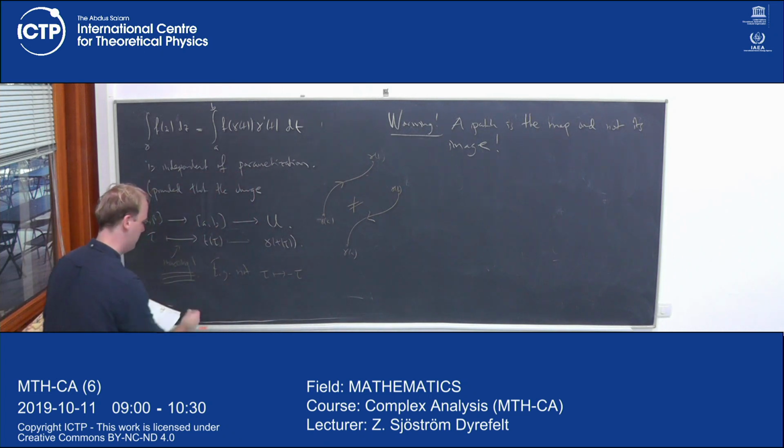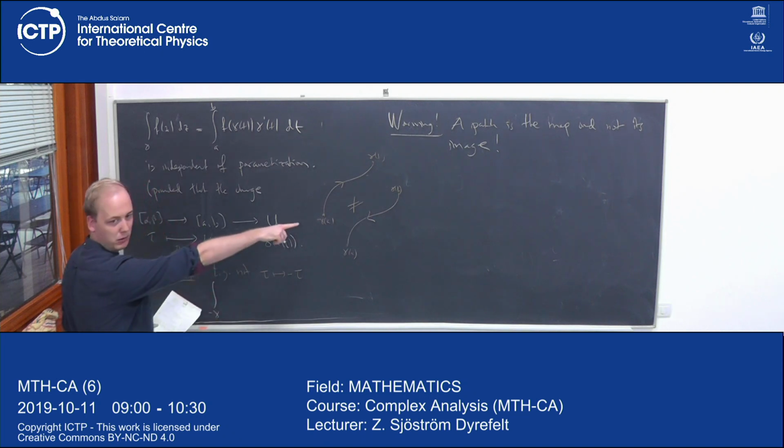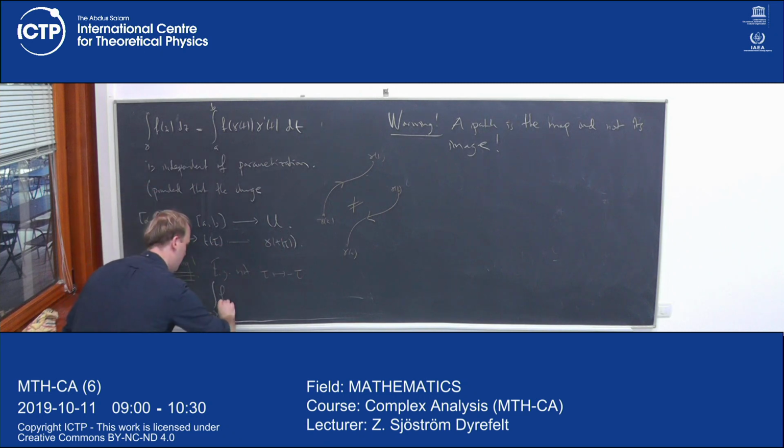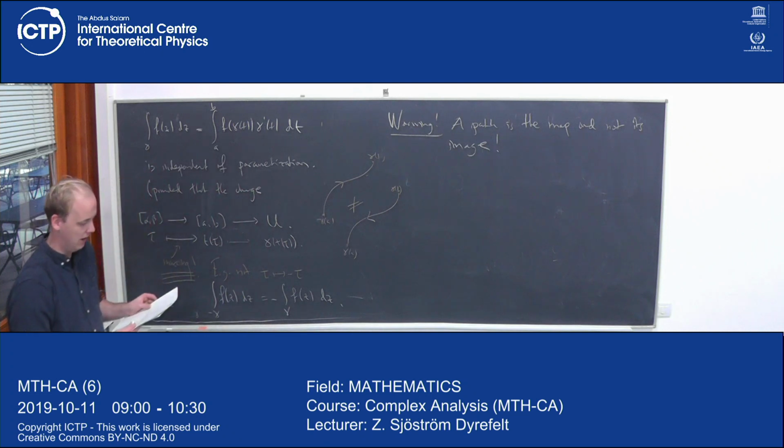So in particular, if you do this, then the integral of minus gamma, so minus gamma is this one that goes in the other direction, of f of z dz is equal to minus the integral of gamma of f of z dz. So in particular, we have this.